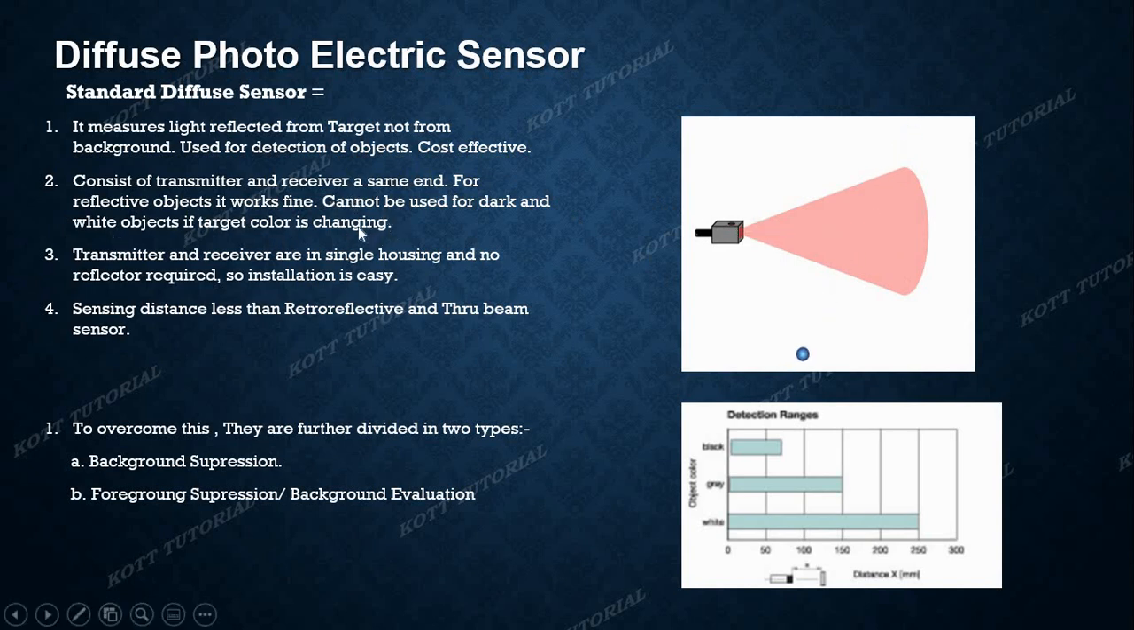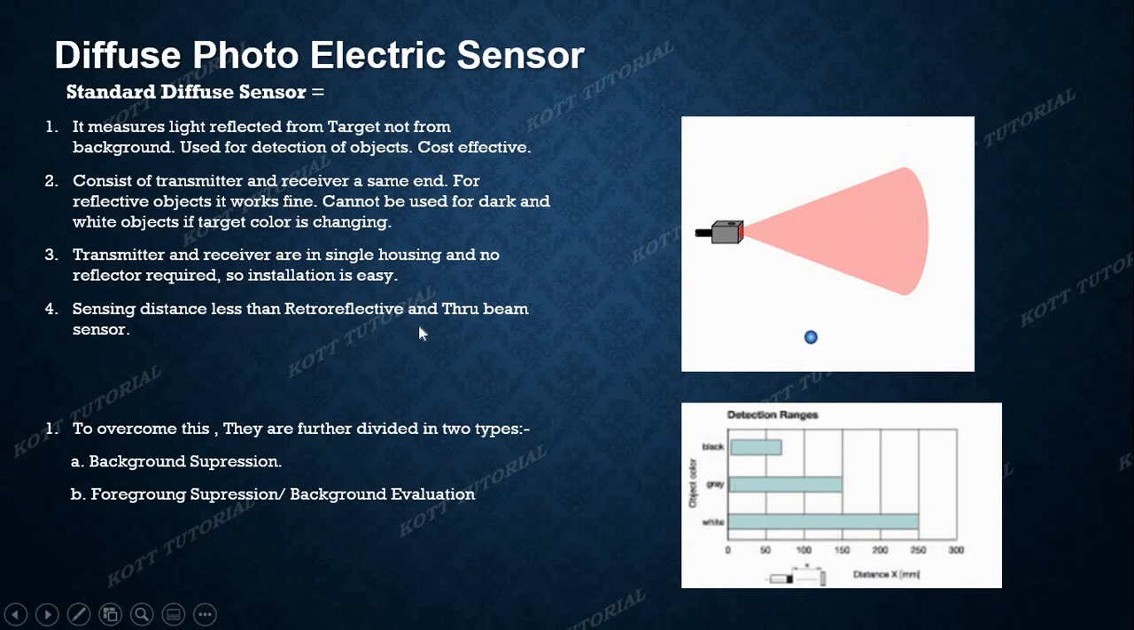I will be explaining all about this point. Transmitter and receiver are in a single housing, no reflector required. Installation is very easy because we don't have any additional reflector in front of this sensor. Only a single housing product we are having.